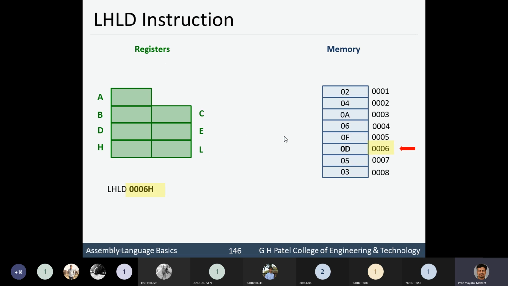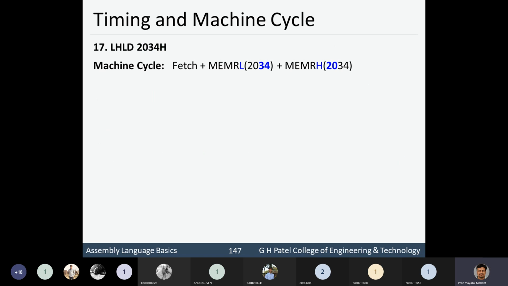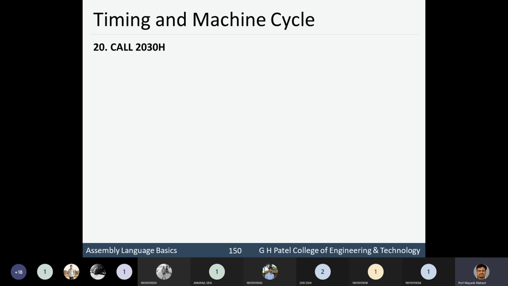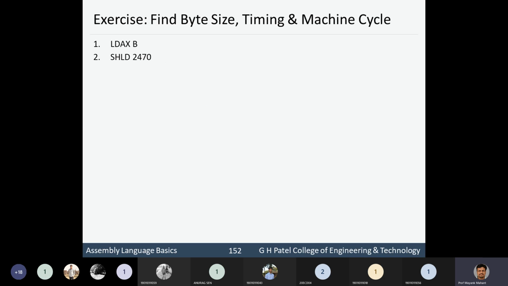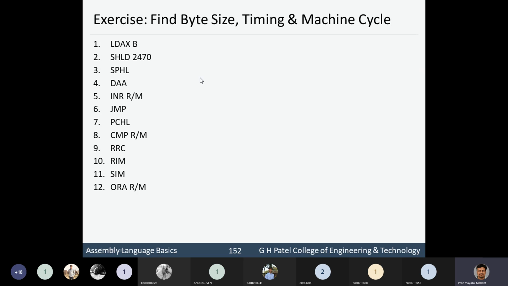Okay, so now let us try to see the machine cycles. This is just an exercise you can perform to find out how many machine cycles are needed, what is the size of this instruction, and what is the timing in a machine cycle.